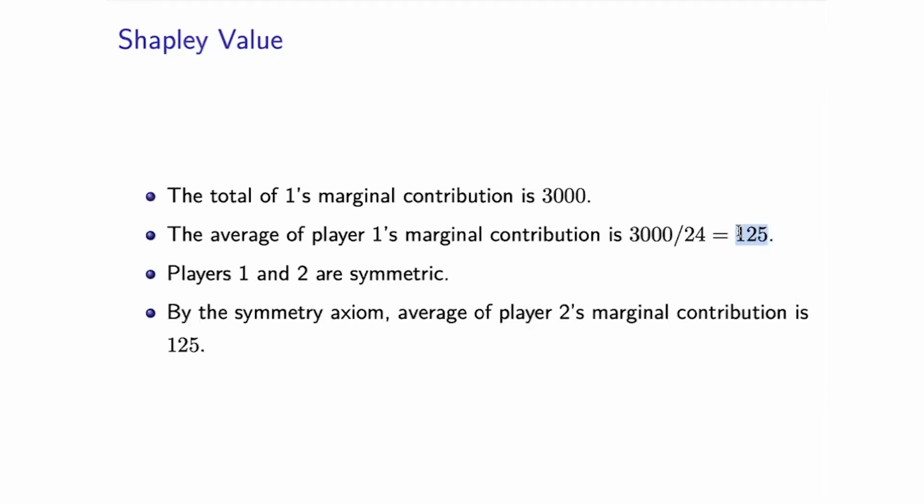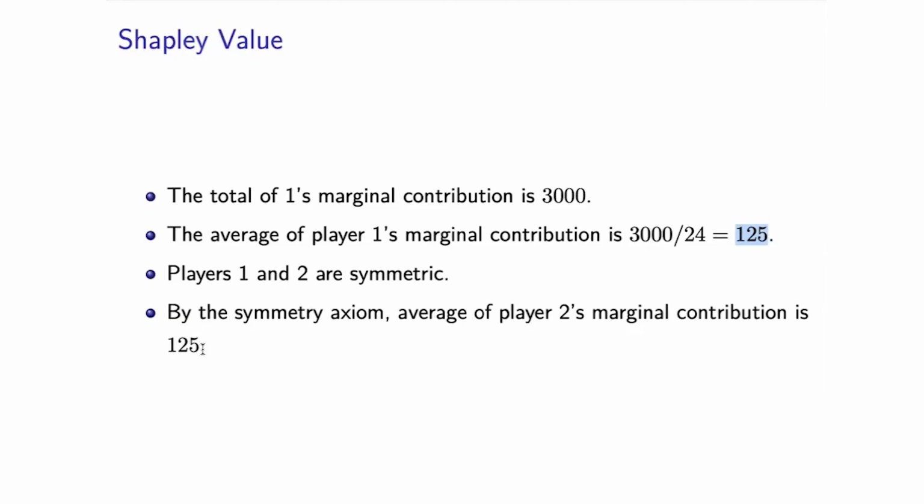Now, we use the fact that players 1 and 2 are symmetric. That tells us by the symmetry axiom that the average of player two's marginal contribution is also going to be 125, right? Remember these axioms that we talked about when we were discussing the axiomatic approach. So the same axioms can be of use to us here, even though we are not splitting the game in the different ways that are there, right?